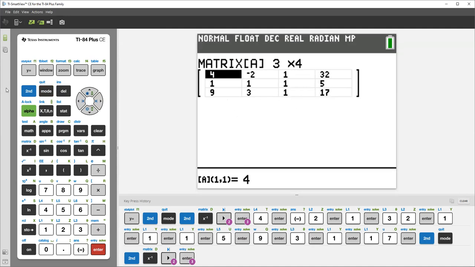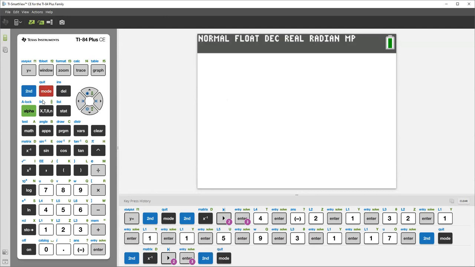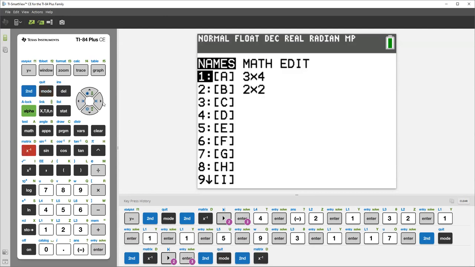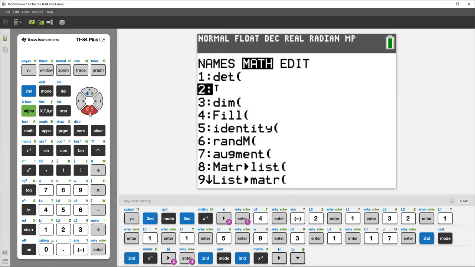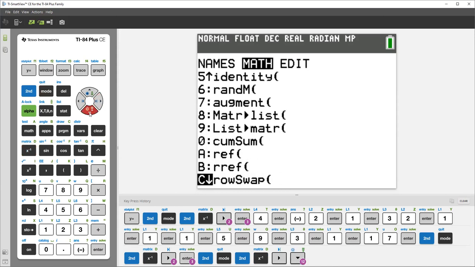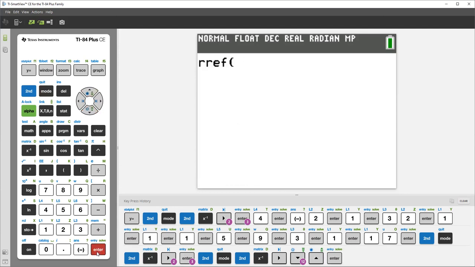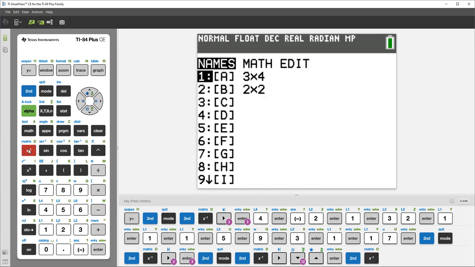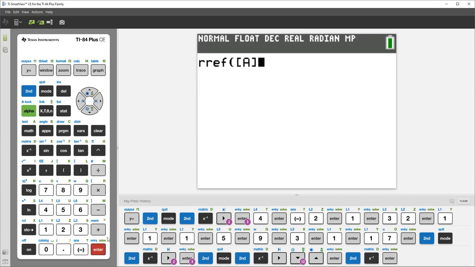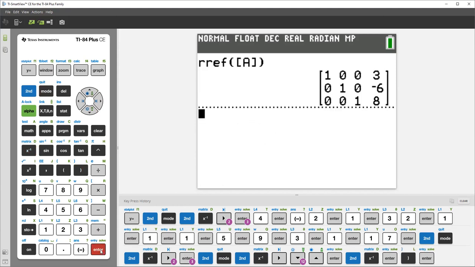So once that's done, you're going to go to second matrix, scroll over to math, and you're going to go all the way down and find RREF, which is letter B. You're going to click enter. Second matrix again, and you're going to pick the matrix that you edited. I'm going to close the parentheses, click enter, and now we can see that a is 3, b is -6, and c is 8. So we're going to go back to our paper.